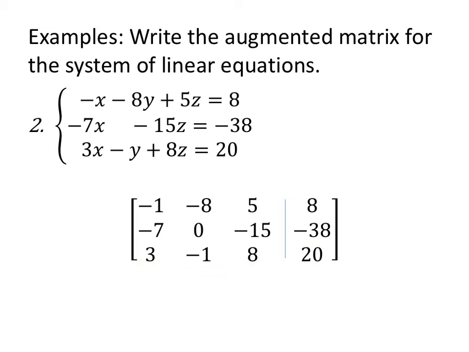So we just take the coefficients because we know all of our x's are in column 1. All of our y's are in column 2. Z's in column 3, and constant terms on the right-hand side of our augmented line.